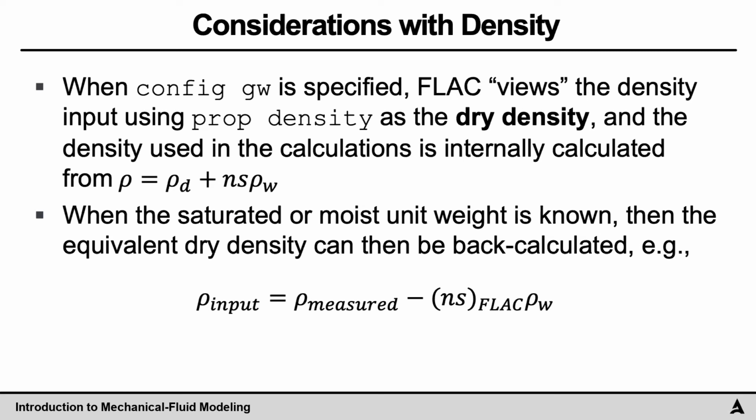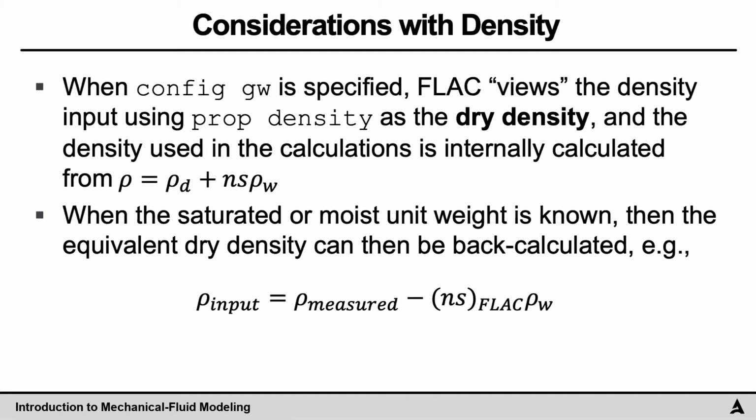And then the density that's used in calculations internally, let's say, for instance, to calculate the total vertical stress, is calculated using the dry density. It's assuming you're specifying the dry density plus the porosity times the degree of saturation times the unit weight, the density of water. Now, in some cases, that might be fine.